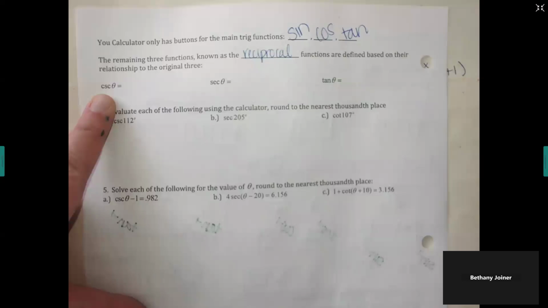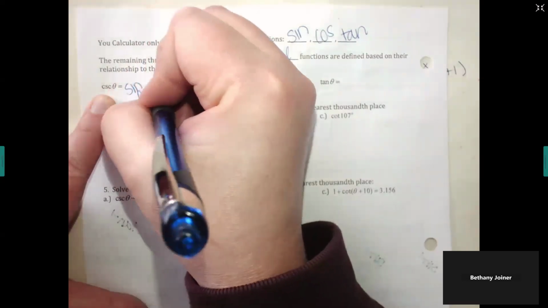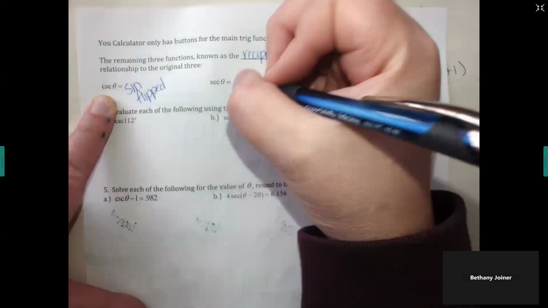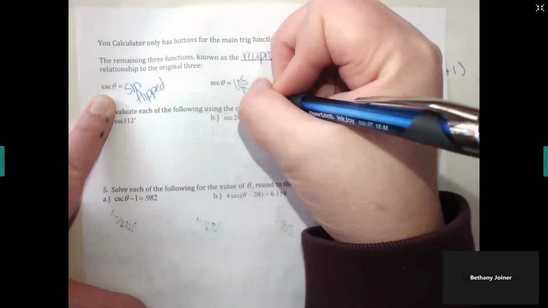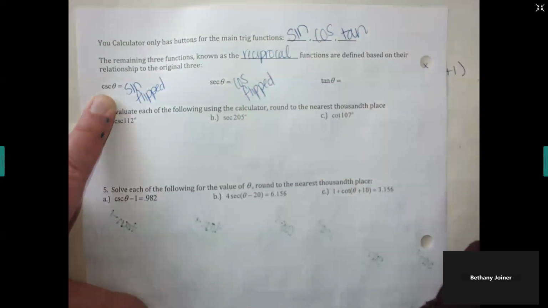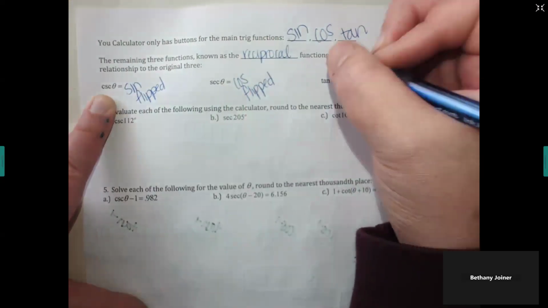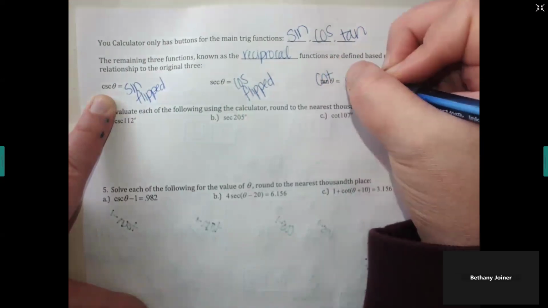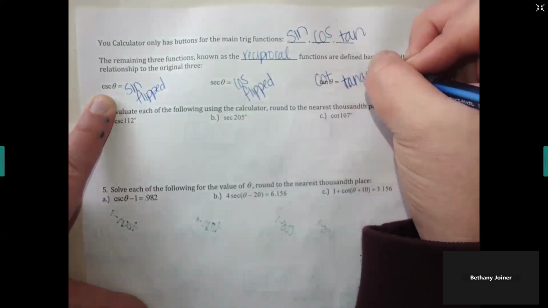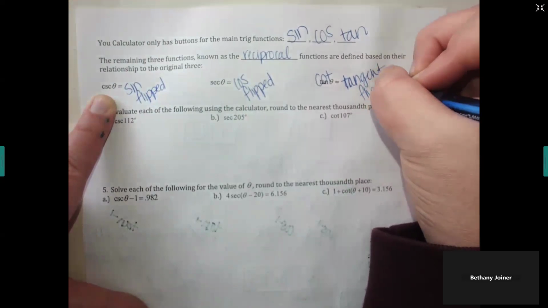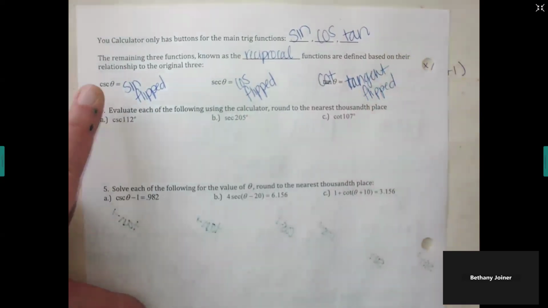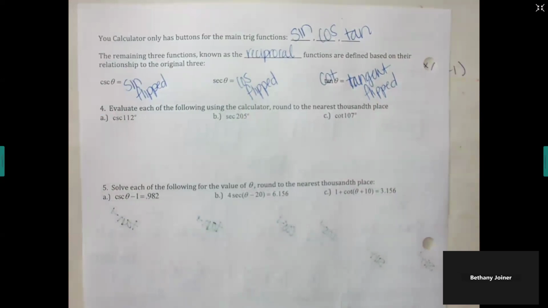So CSC is sine flipped. SEC is cosine flipped. And then tangent, sorry, this should be cotan, is tangent flipped. Sorry, I missed that last one. CSC is sine flipped. SEC is cosine flipped. And cotan is tangent flipped.